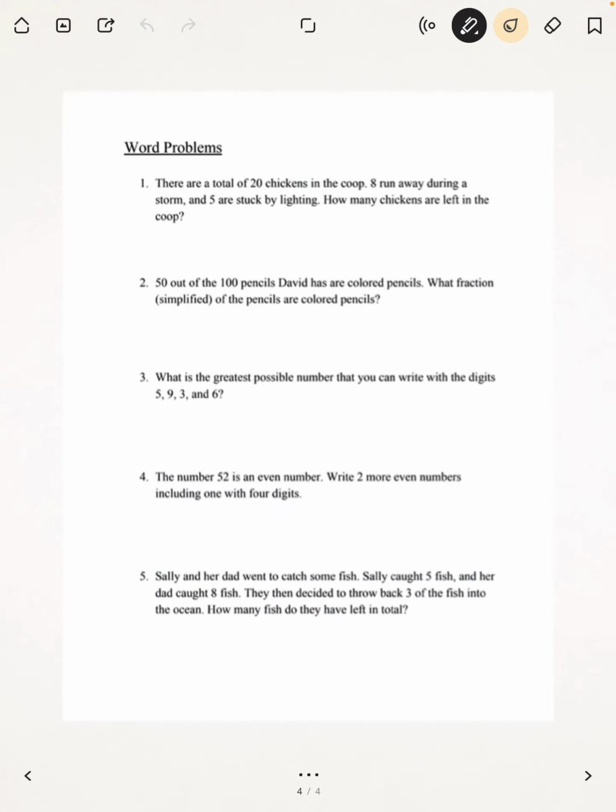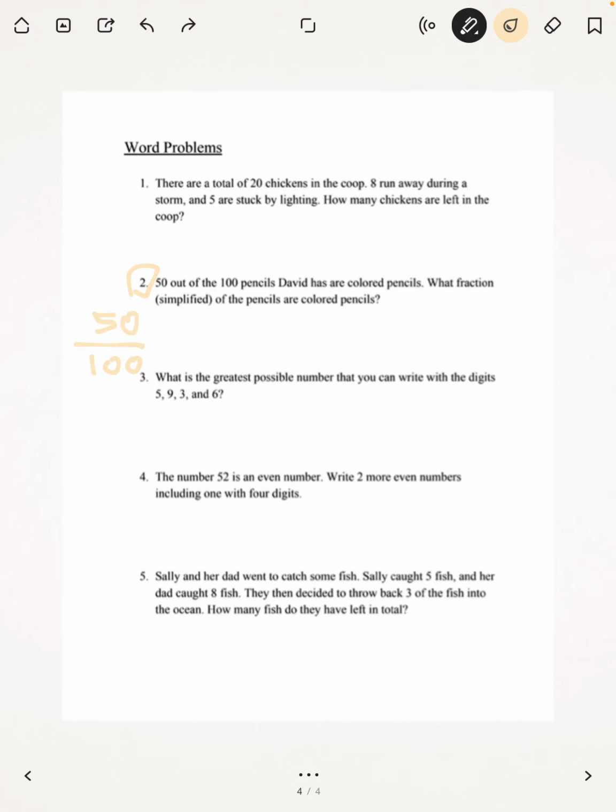The last topic we're going to be doing is number 2. If we read number 2, it says 50 out of the 100 pencils David has are colored pencils. What fraction simplified of the pencils are colored? If we write 50 out of the 100 in fraction form, it's simply 50 over 100. And it says what fraction is simplified, so we need to find the most simplified version of it. To do that, you can divide both the top and the bottom by the same number to simplify the fraction.